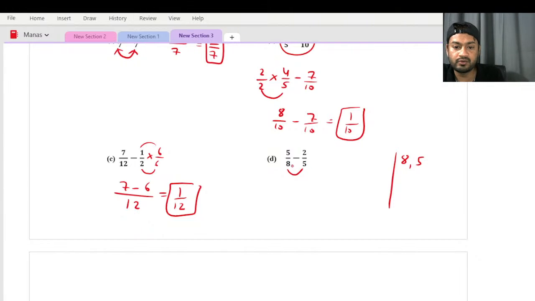So you know that the LCM will be 40, so you can multiply and divide. Here to make it 40, what should I multiply? 5. 5 8s are 40. So 5 times 5 is 25, 25 by 40. How can I make 40 here? What should I multiply here to get 40? 5 should be multiplied.